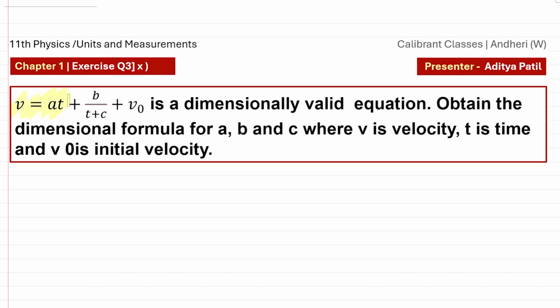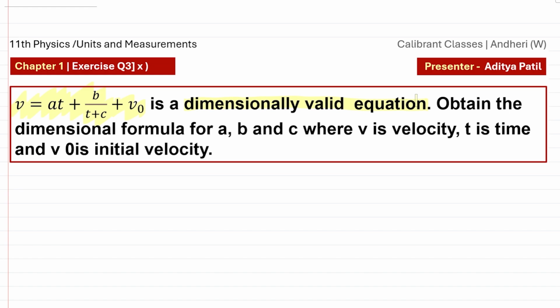is equal to AT plus B upon T plus C plus V naught. And question में हमें ये भी बताया गया है कि this particular equation is a dimensionally valid equation. Now what do we mean by dimensionally valid equation? Well, हम जब ये question solve करेंगे तब हम ये चीज़ explore करेंगे. But for now, let's move on with our question.